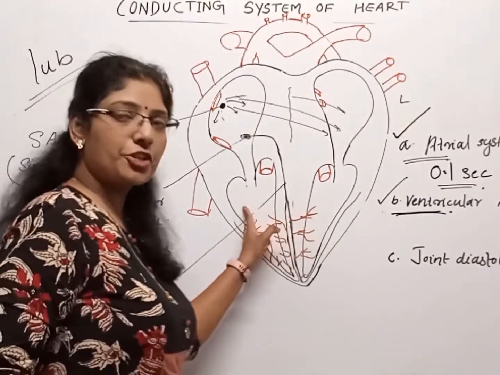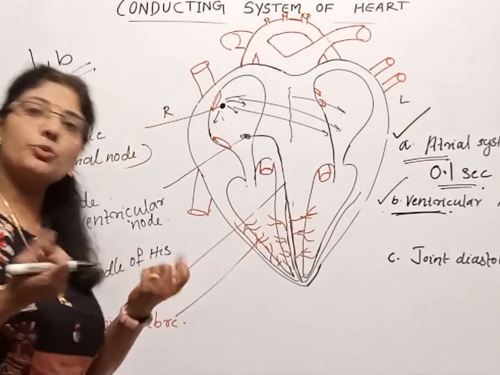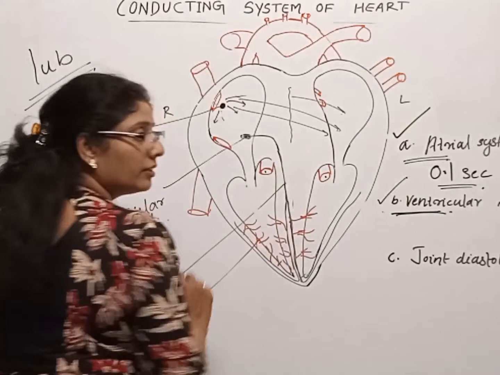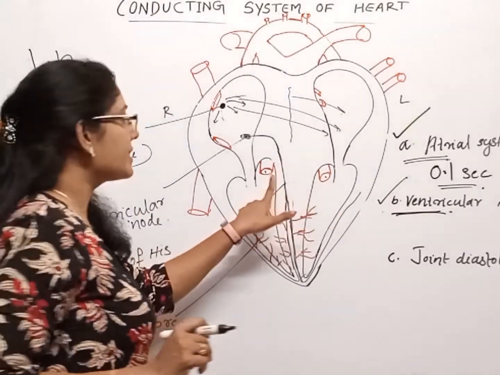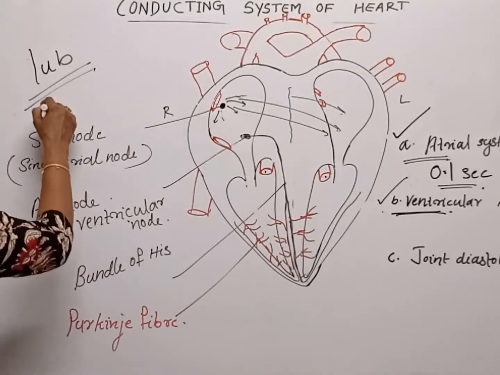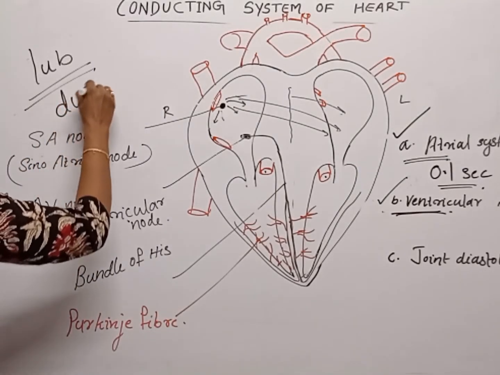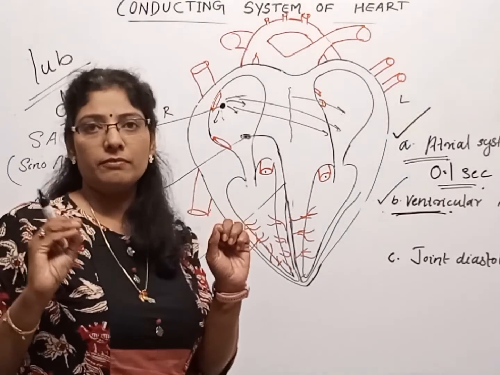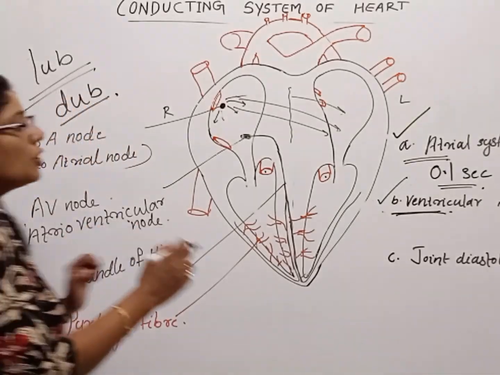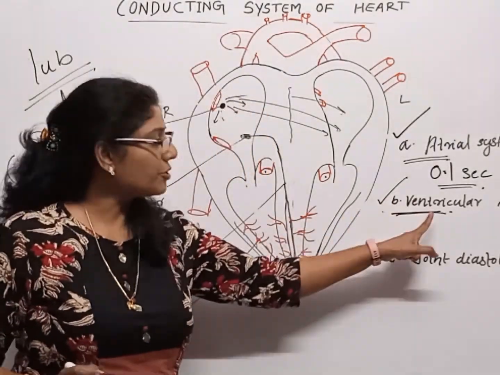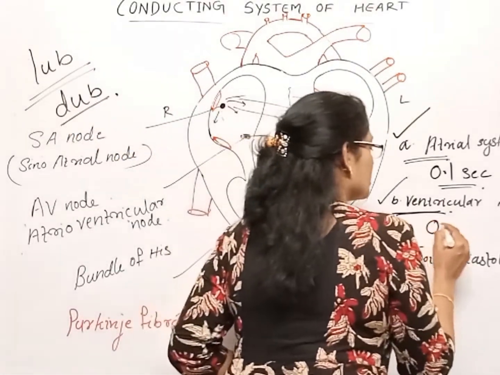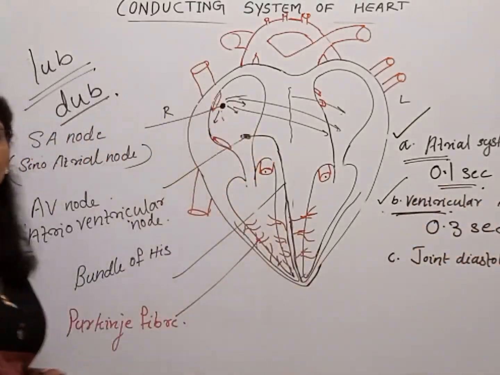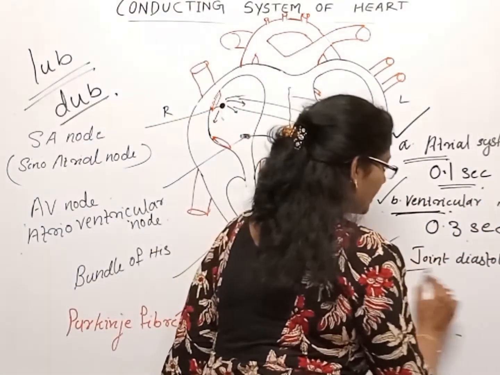After complete contraction, the ventricles will start to relax. During relaxation, the semilunar valve closes and the dub sound is heard. That is why we say lub dub sound. For this entire procedure, the ventricular systole takes near about 0.3 seconds.